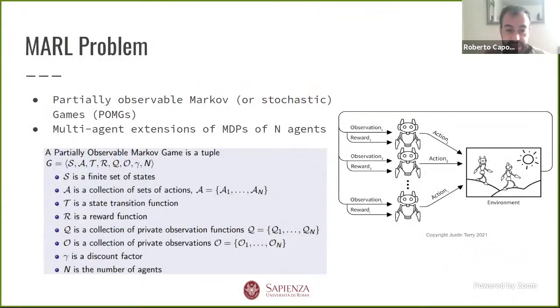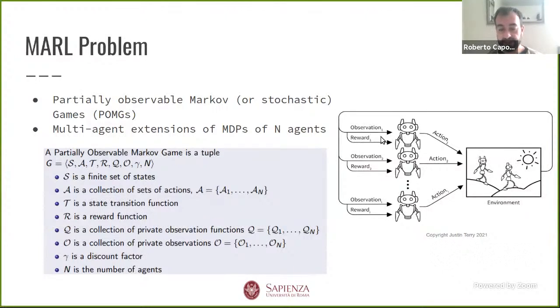So a multi-agent reinforcement learning problem is typically formalized in something that is similar to an MDP, but it's called partially observable stochastic game or Markov game. And basically the structure is the one that you see in this figure. The copyright is from Justin Terry, where we have an environment and we have multiple agents, each of which can execute some action in the environment.